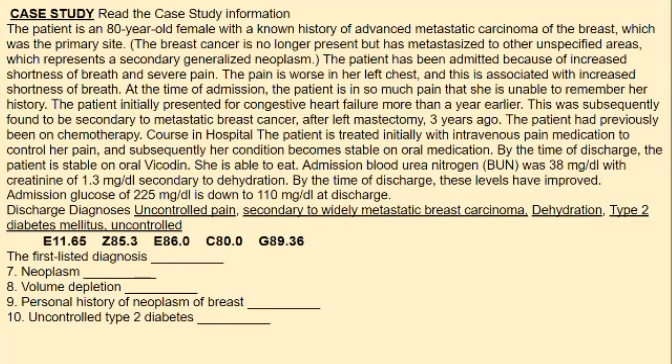So I've added a case study. I would like for you to read this case study. So pause and read the case study. At the bottom, you have a discharge diagnosis, and it has uncontrolled pain, secondary to widely metastatic breast carcinoma, dehydration, type 2 diabetes mellitus, uncontrolled. So remember, your first listed diagnosis is going to be, why is the patient here?